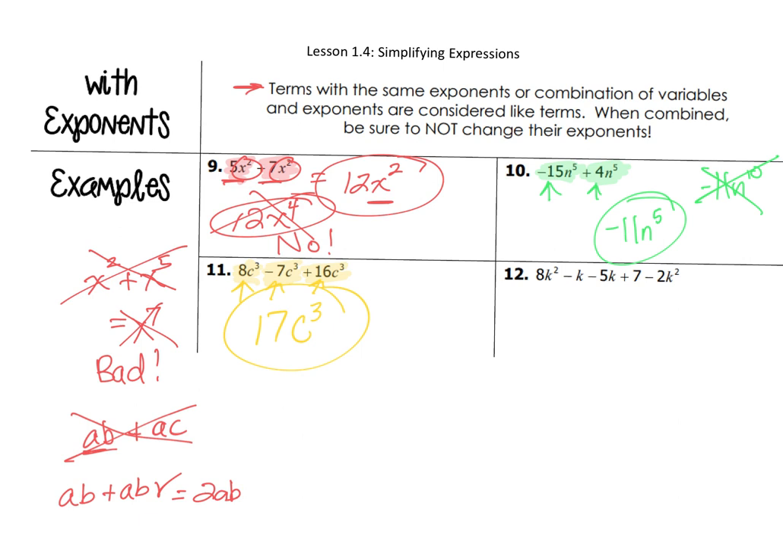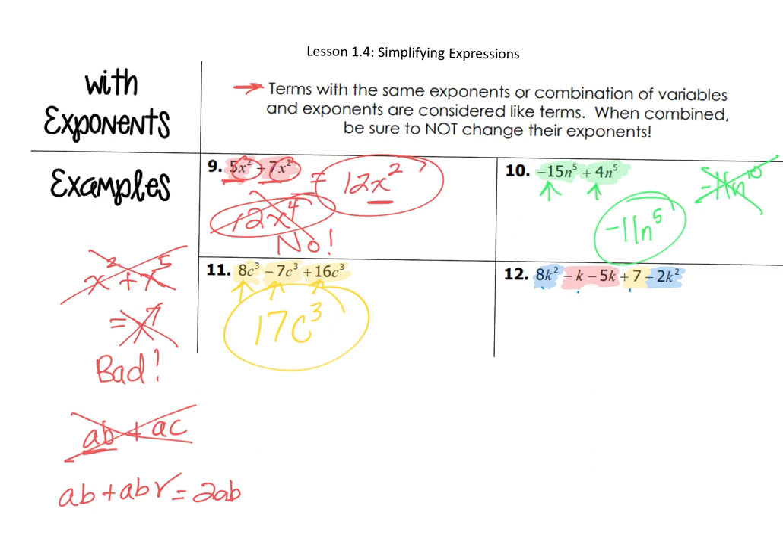So on number 12, I have 8k squared minus k minus 5k plus 7 minus 2k squareds. So we've got k squared terms, k and constants. So let's watch what happens here. Something that's a k squared can only go with something else that has a k squared, which is this negative 2k squareds. My regular k terms with no exponents would be negative k minus 5k. They're allowed to go together because they both are the same. They're plain k's. They don't have exponents. And then my positive 7, it's on its own. It's the only constant there.